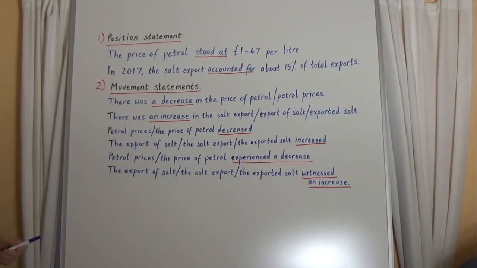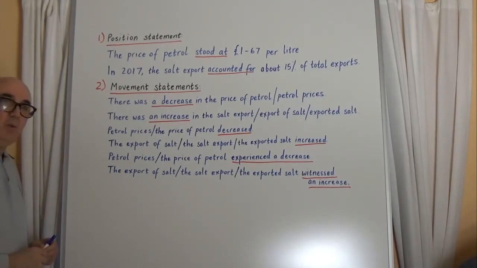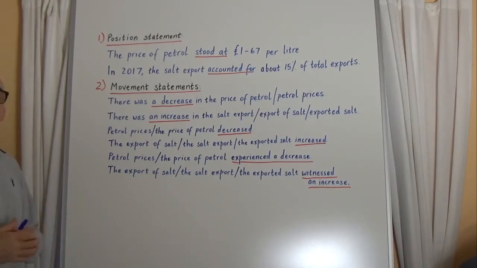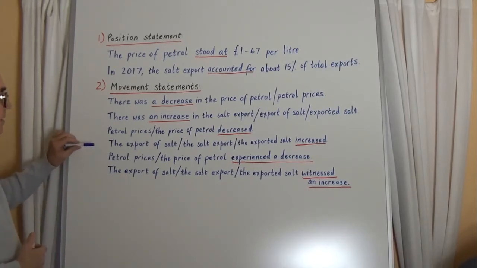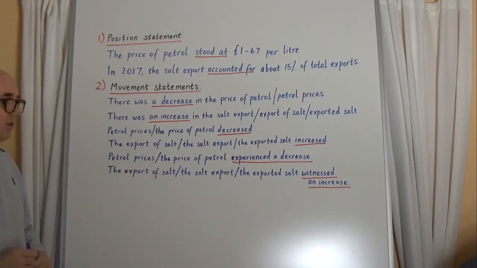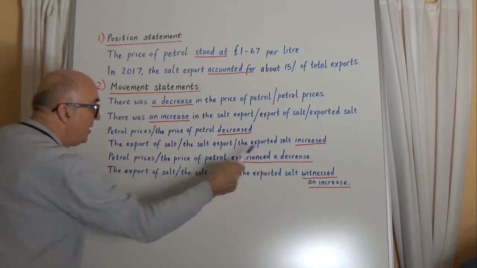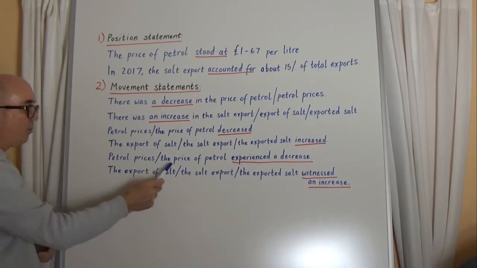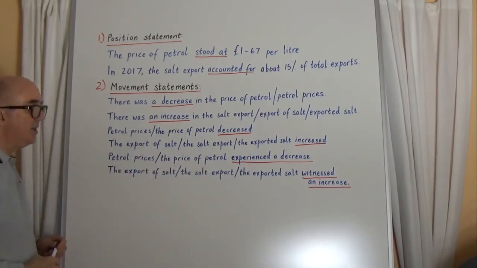Now, again, these are all phrases which I would recommend using when you're detailing your line graph or your line chart, as they say. Let's look here. Petrol prices experienced a decrease. So there's a good word for you. Experienced a decrease. Because that's what happened to the price. You could also say the price of petrol experienced a decrease.